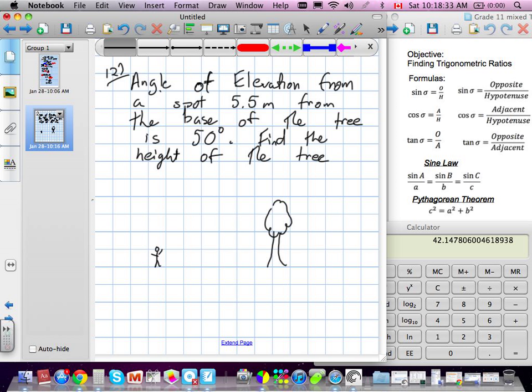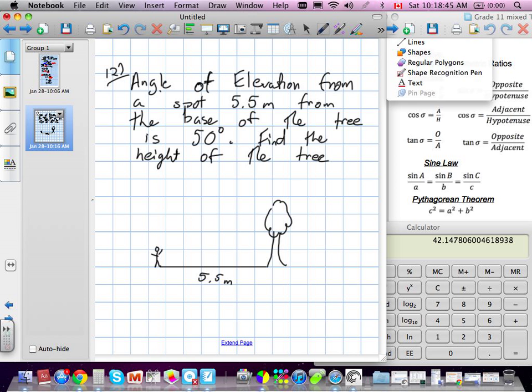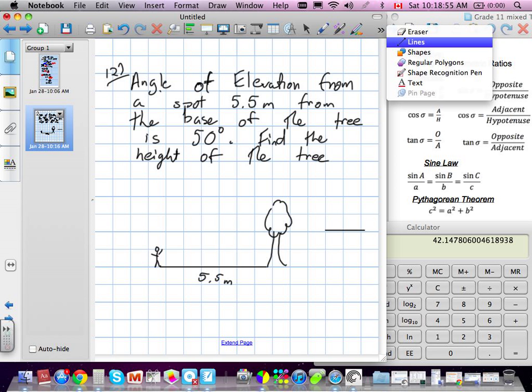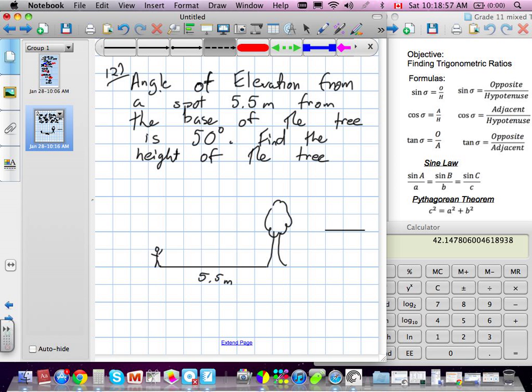Now the angle of elevation, this is what we're talking about, elevation. Elevation always uses a horizontal line. Elevation means going up from that horizontal line. So this is the angle of elevation, going up from that horizontal line.